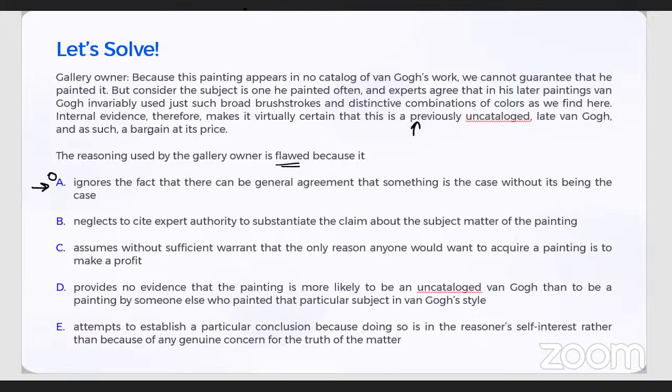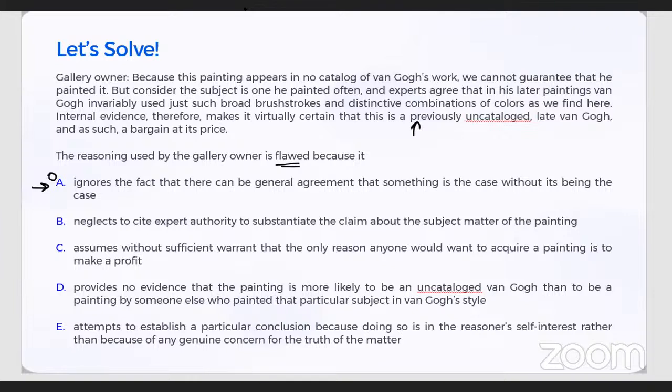When you say it neglects to, he makes a mistake by not citing expert authority to back up the claim about the painting subject matter. Basically, this means that the flaw is the failure to involve experts. The experts have not confirmed whether the painting subject matter is helping us show that the painting is authentic. That's what the option actually means.